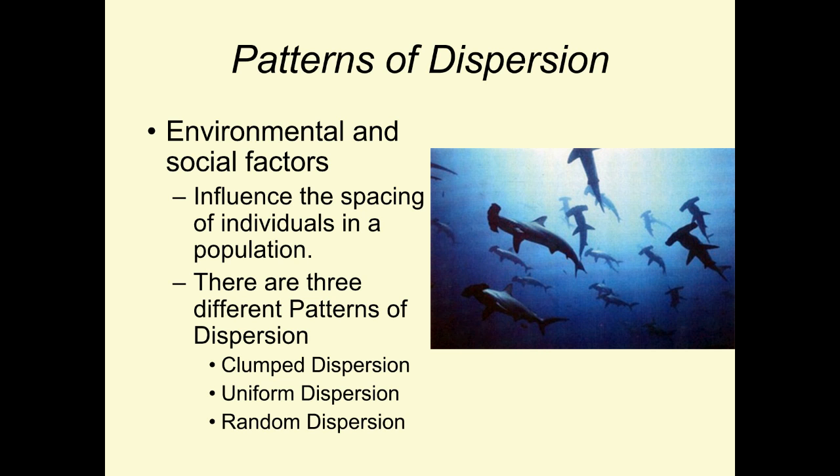Uniform dispersion is really when you have organisms trying to maintain spacing between each other. Right? So maintaining spacing between each other. And then random dispersion is where the organisms could care less. They're just all over the place. So let's talk about clumped first.